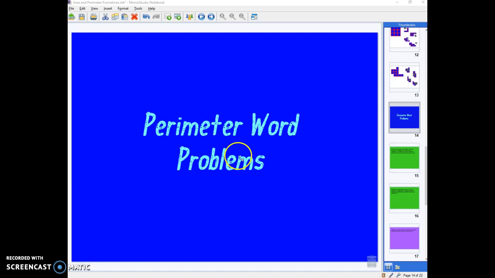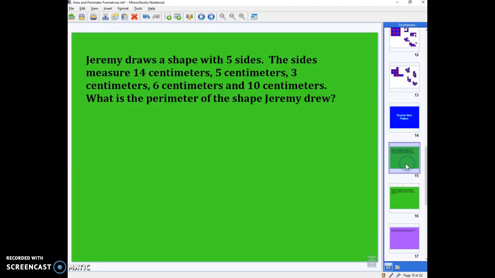Welcome, boys and girls, to the perimeter word problems. You've learned all about perimeter, so let's apply it to some real world problems. So let's take a look.